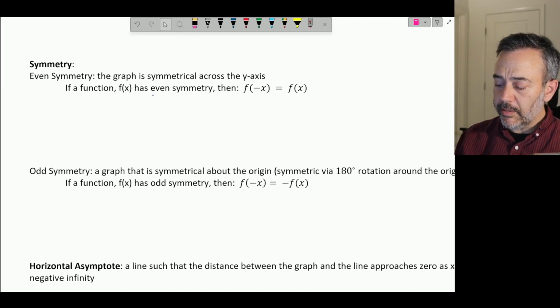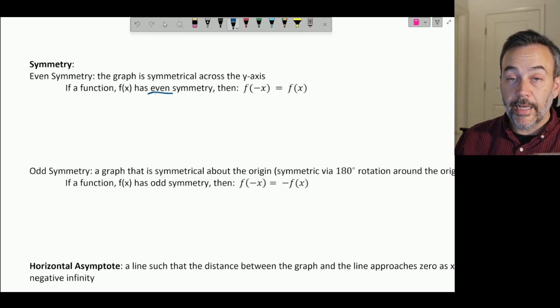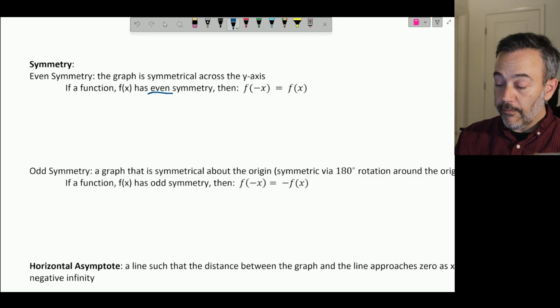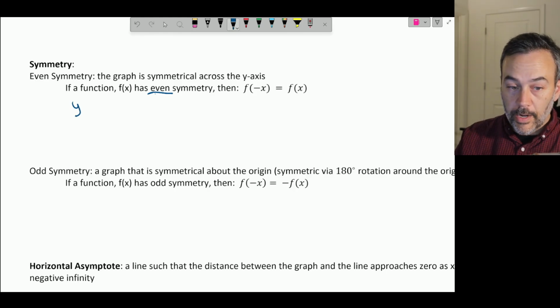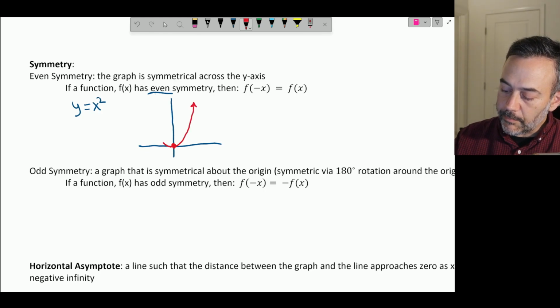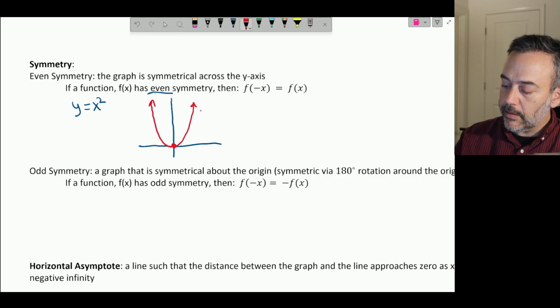There are 2 types of symmetry for graphs. Graphs with even symmetry are symmetric over the y-axis. For example, y equals x squared. Y equals x squared is a parabola that is symmetric over the y-axis. And if I write it as a function, it'd be f of x equals x squared.